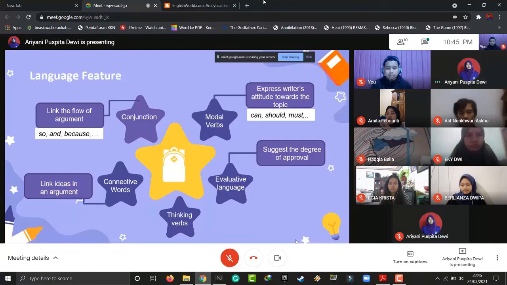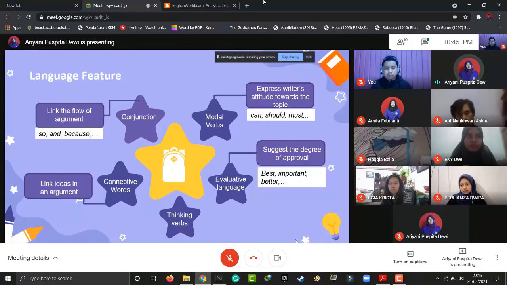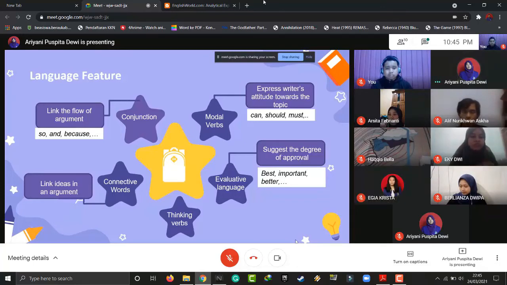Evaluative language shows the degree of approval by the writer. They usually use words like best, important, or better. Okay, back to the apple as the example. Maybe you can imagine that this writer does not really like apple, but they will like the orange. They will use something like, we know that apple is healthy and good, but I think orange is better than apple because it's more refreshing.